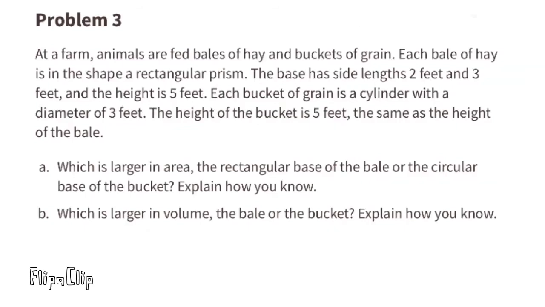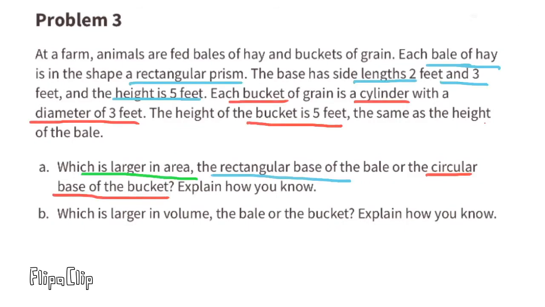Problem number 3. At a farm, animals are fed bales of hay and buckets of grain. Each bale of hay is in the shape of a rectangular prism. The base has side lengths 2 feet and 3 feet, and the height is 5 feet. Each bucket of grain is a cylinder with a diameter of 3 feet. The height of the bucket is 5 feet, the same as the height of the bale. A. Which is larger in area, the rectangle base of the bale or the circular base of the bucket?